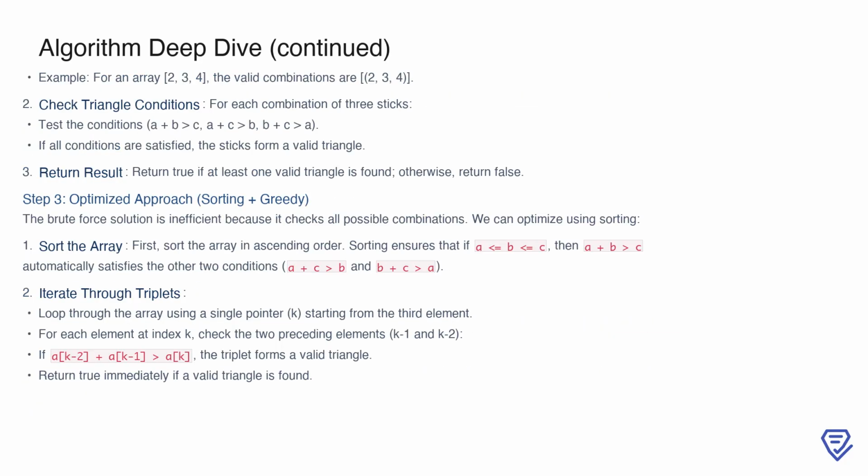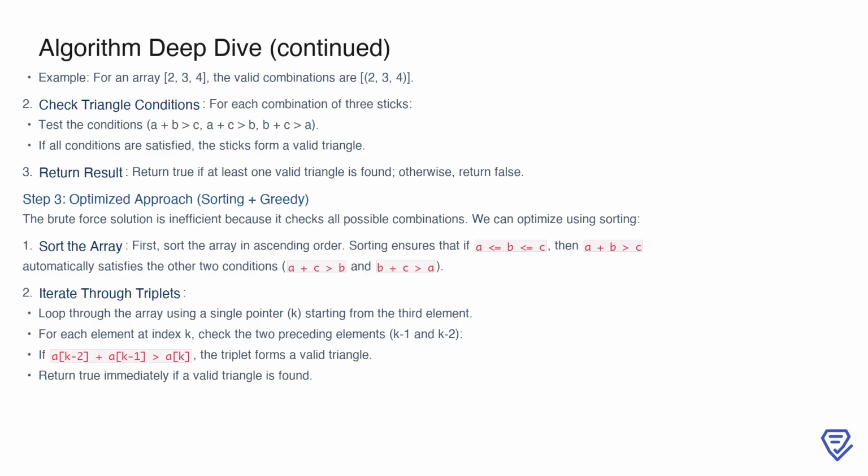For example, let's take an array of stick lengths, 2, 3, 4. The only possible combination of 3 sticks is 2, 3, 4. For this combination, we check the triangle inequality conditions. Specifically, we confirm that 2 plus 3 is greater than 4, 2 plus 4 is greater than 3, and 3 plus 4 is greater than 2. Since all conditions are satisfied, this combination forms a valid triangle. The brute force approach would return true in this case.